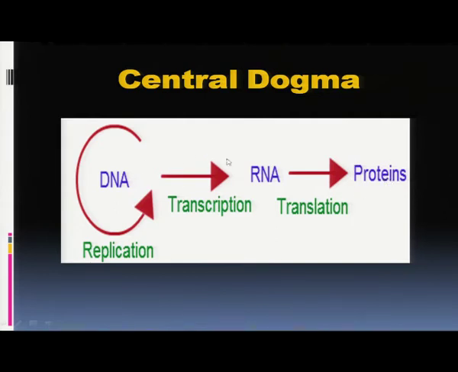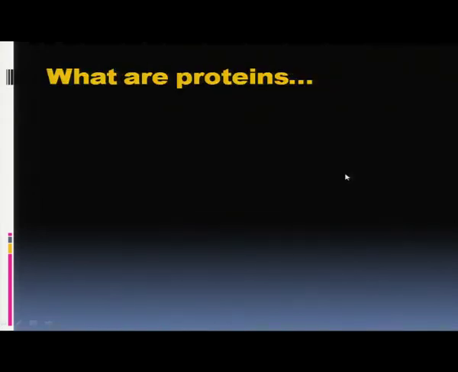First the DNA will be transcribed into RNA, the process is called transcription, and then the RNA will code for amino acids to synthesize the protein by the process of protein synthesis or translation, and this is how the proteins are synthesized. Now, what are proteins?